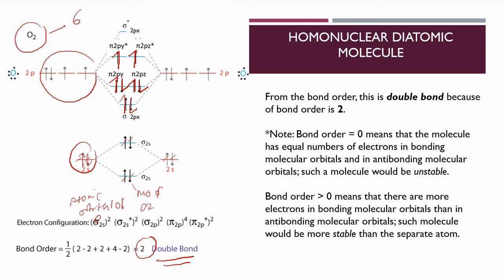If bond order is more than 0, it means that there are more electrons in the bonding molecular orbital than the anti-bonding molecular orbital, and such a molecule would be more stable than the separate atoms. In this case, O2 is more stable compared to the oxygen atom.